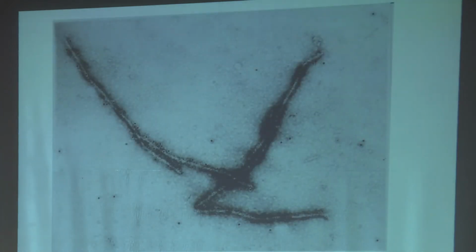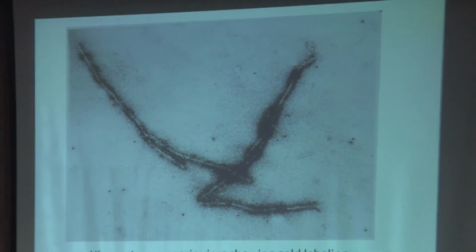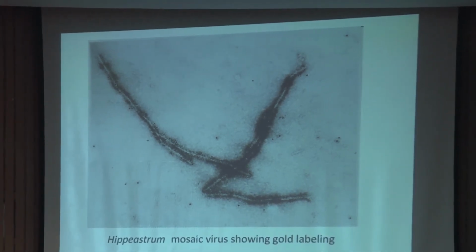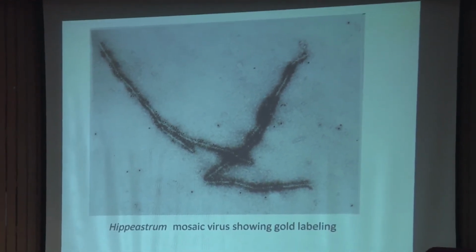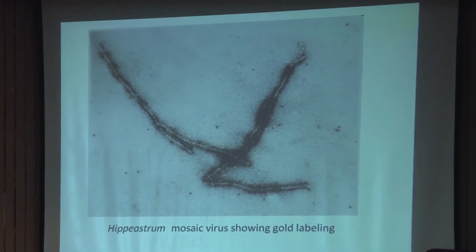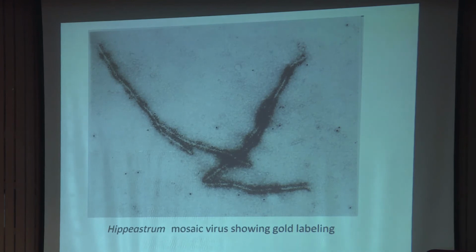Immunogold labeling we can also do with filamentous viruses. Just to show you, I have put one picture of this. This is a Hippeastrum mosaic virus, a potyvirus. We developed the antibody and then the gold labeling is all along the virus particles.